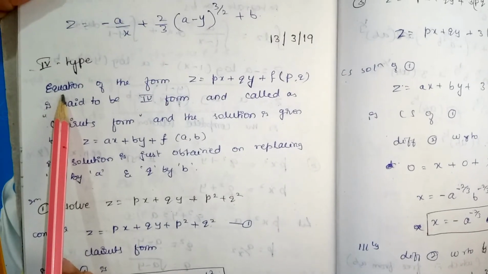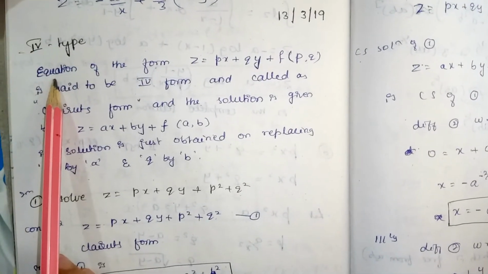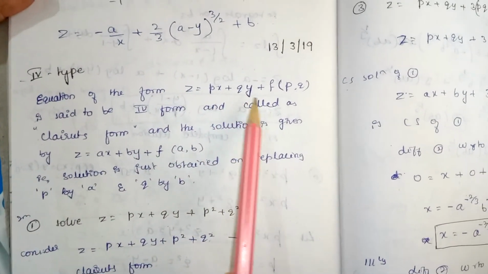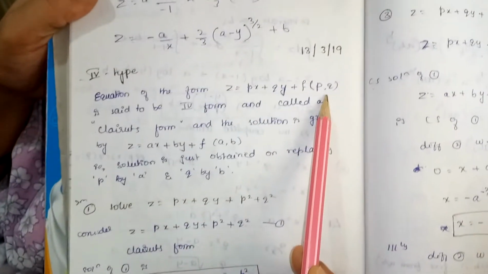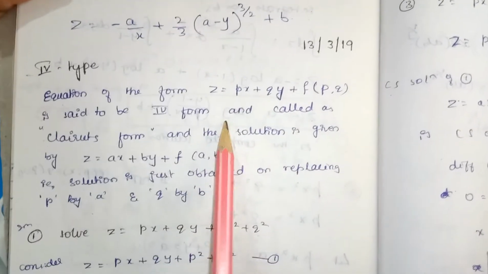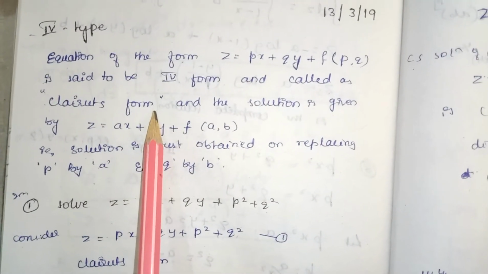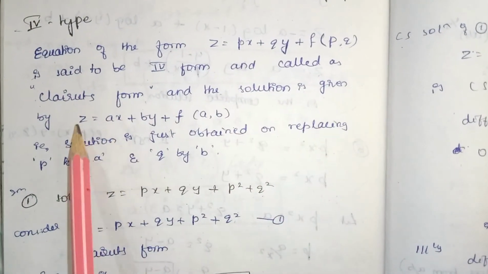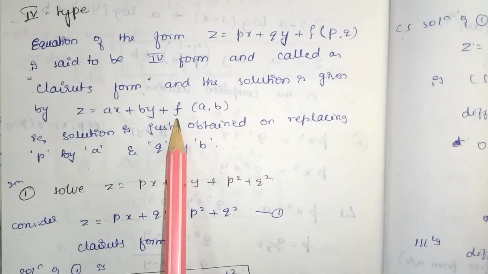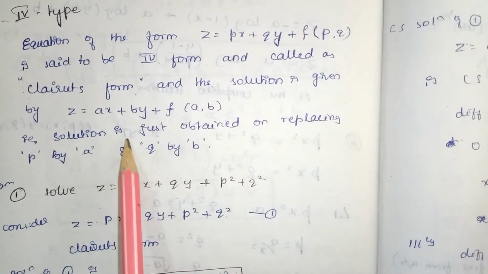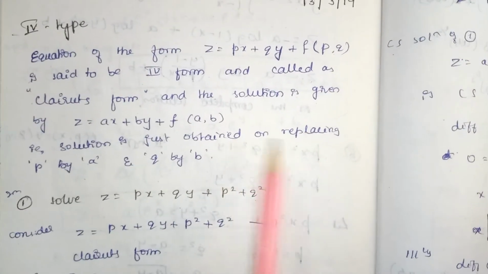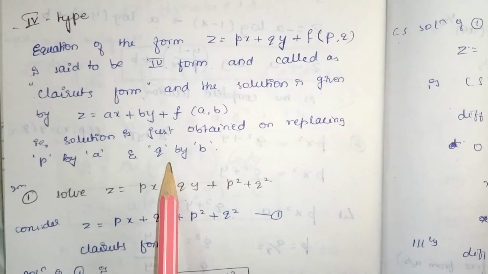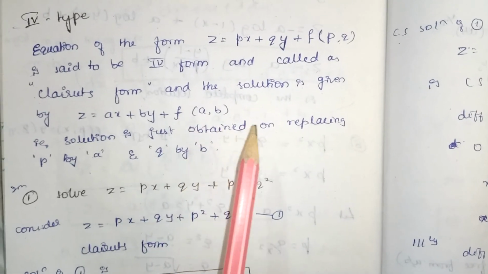Next, we go for the type 4 non-linear partial differential equation. An equation of the form z is equal to px plus qy plus f of p comma q is said to be the fourth form and is called Clairaut's form of the non-linear partial differential equation. Solution is very simple. The solution is given by z equal to ax plus by plus f of a comma b. The solution is just obtained by replacing p by a and q by b. Then you get the solution for the type 4 non-linear partial differential equation.